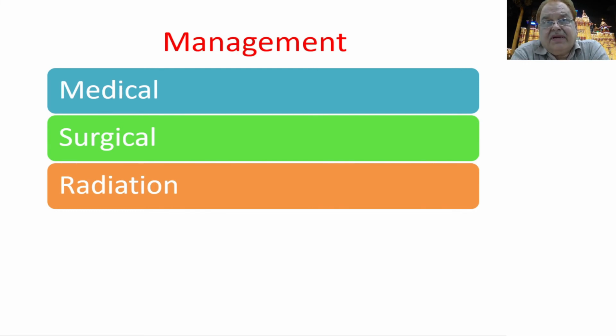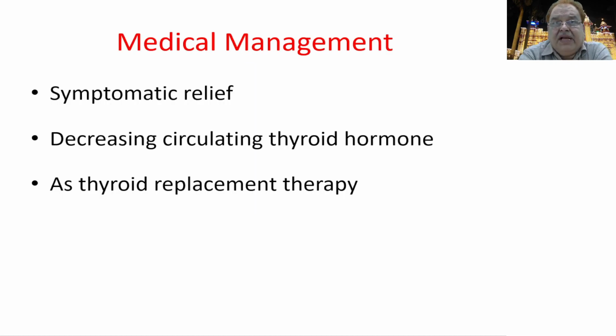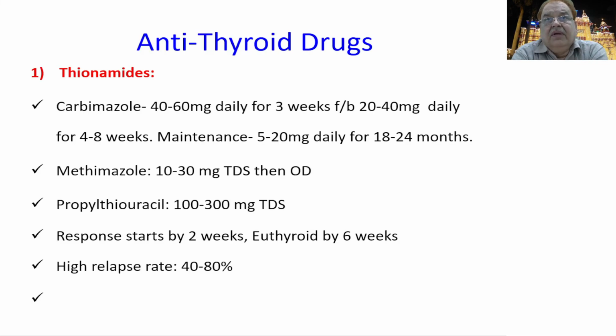So what is the management of a case of a thyroid swelling? Basically, it can be a medical treatment, or it can be the operation, or it can be a radiation treatment. Now, in the medical management, it is mainly for the symptomatic relief. It decreases the circulating thyroid hormones, and it is also used as a thyroid replacement therapy. Like in the patient where you have done the thyroidectomy, this patient will definitely require the thyroxine replacement for the rest of the life. So what are the drugs which are used as the anti-thyroid drugs?